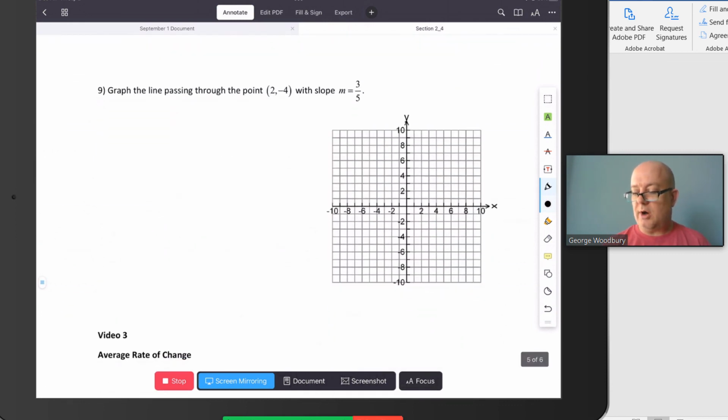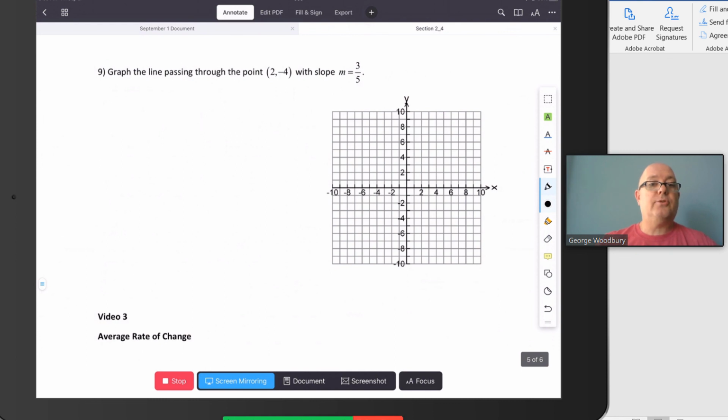All right, one last problem. We're going to graph the line that passes through the point 2, -4 that has a slope of 3/5. So the last line we graphed, we knew the y-intercept. That was the point we knew, and then we used the slope to count from there. But it doesn't have to be the y-intercept. It can be any point that you know is on the graph.